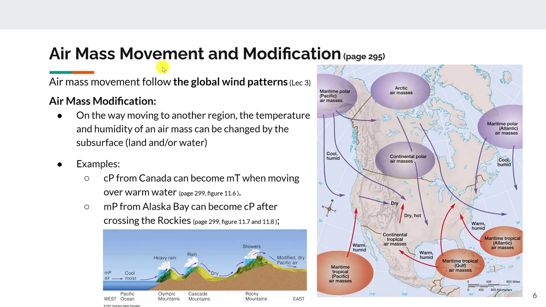Why do they move? They are blown by the wind, which we learned in lecture 3. Modification means that as they are blown by the wind, they get modified by the surface below. For example, take these Arctic air masses. When they go down to the south, originally very cold, they become warmer and warmer. But when they move over, for example, Hudson Bay or the Great Lakes, they can get moisture. They will become very moist by the time they hit New York.